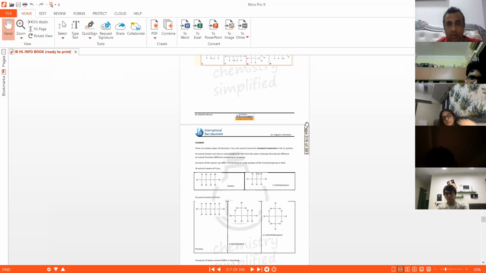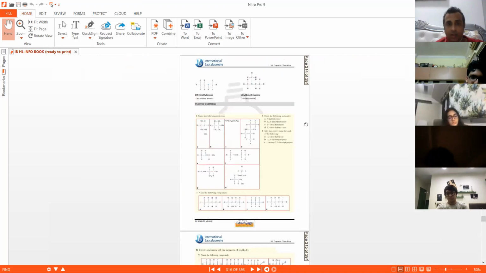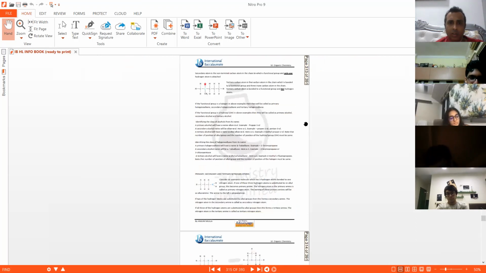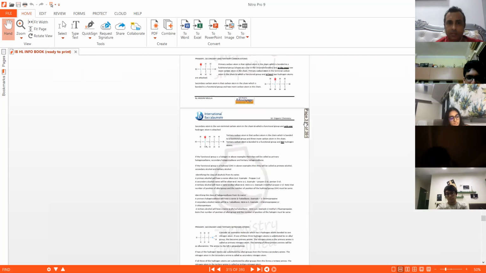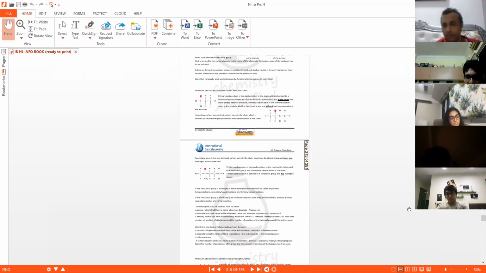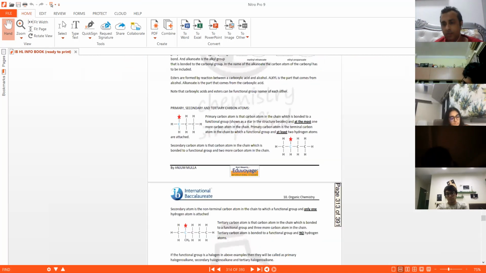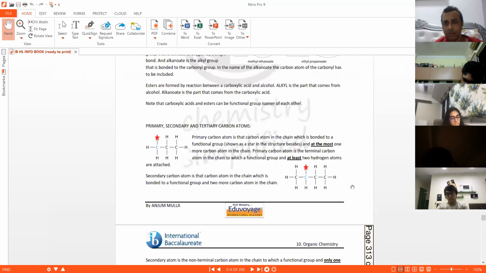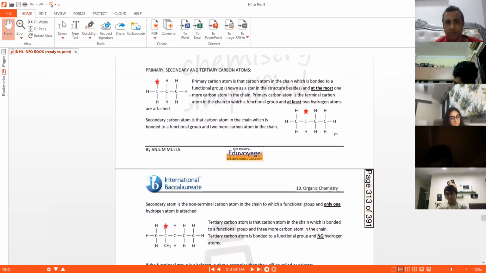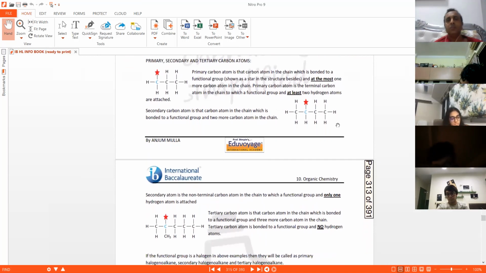Can there be one with 4 carbon atoms bonded? Draw the structure and show me. Yes, sir. So it has to be directly bonded, right? Yeah, directly bonded.